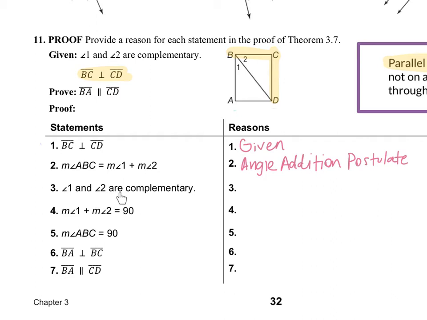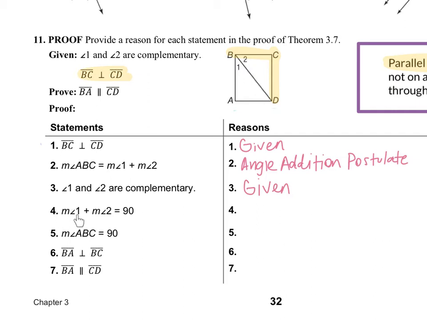Number 3, angles 1 and 2 are complementary. Look back up at our given. They tell us that specifically. Since they told us, you're just going to write given.